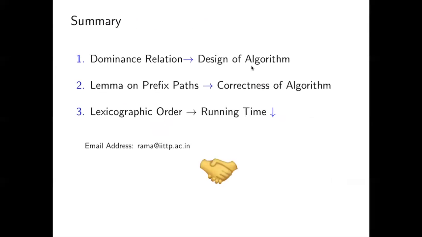In a nutshell, we have used three key ideas in our work. The domination relation helps us design the algorithm. The lemma on prefix paths helped us prove the correctness of our algorithm, whereas the third, lexicographic ordering of maintaining triples, helped us improve the running time of our algorithm to solve the fastest path problem.